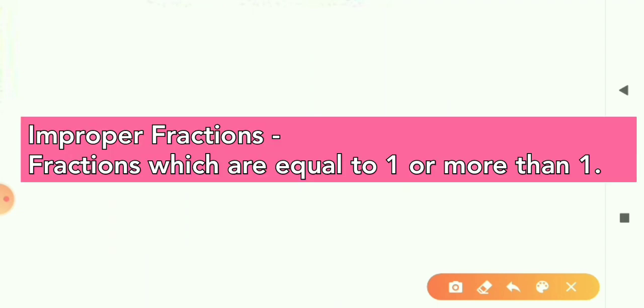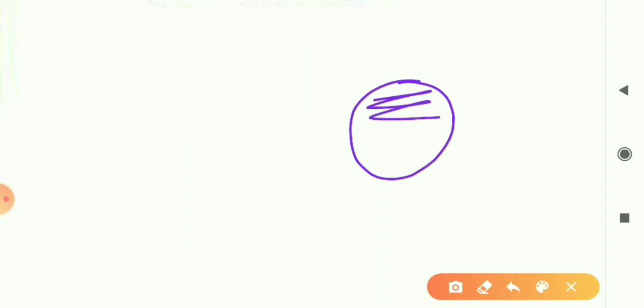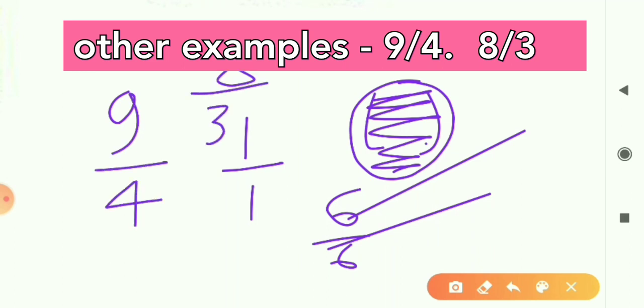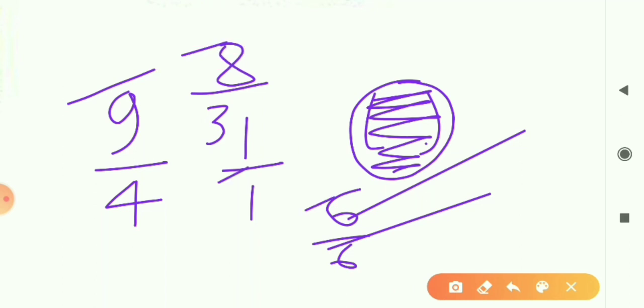Now come to the improper fractions. What is an improper fraction? It's very easy. The fractions which are more than 1 or equal to 1. For example, it is a circle and it is completely filled. So you can write this as 1 upon 1, or you can write 6 upon 6. Clear? Or you can write 9 upon 4, or you can write 8 upon 3. This type of fraction is an improper fraction because these are more than 1 or equal to 1.